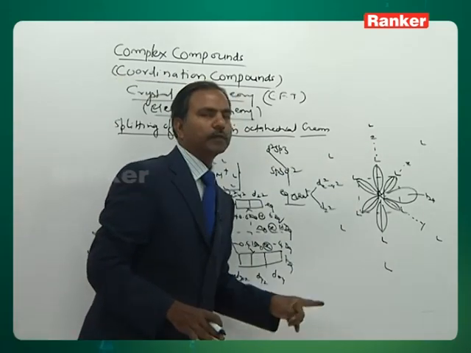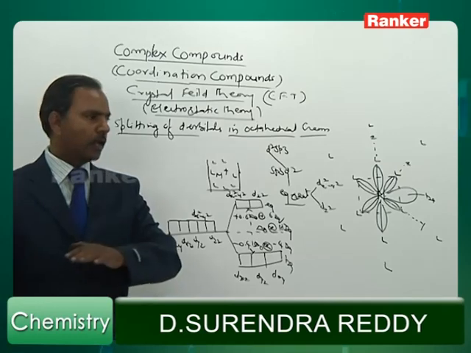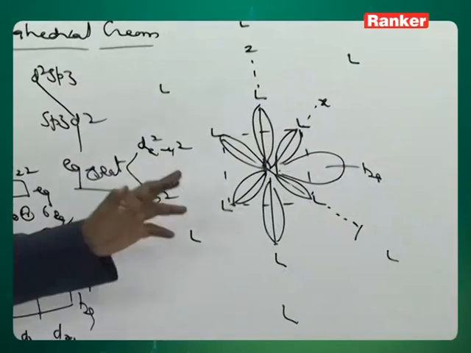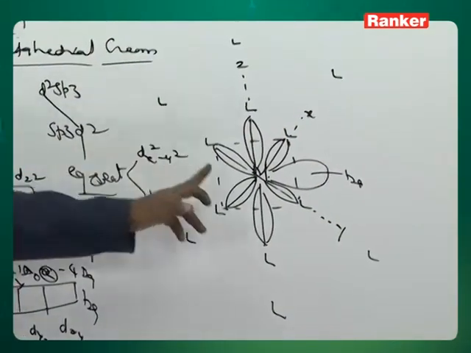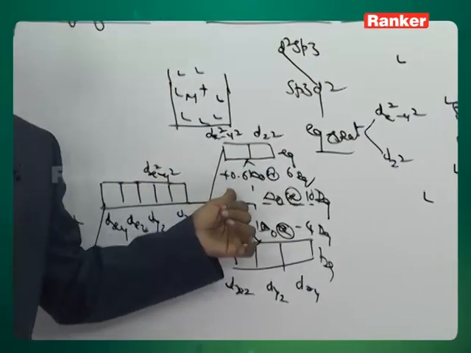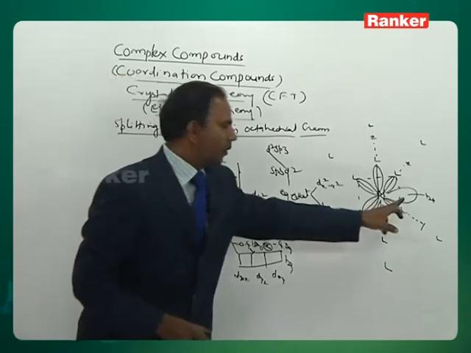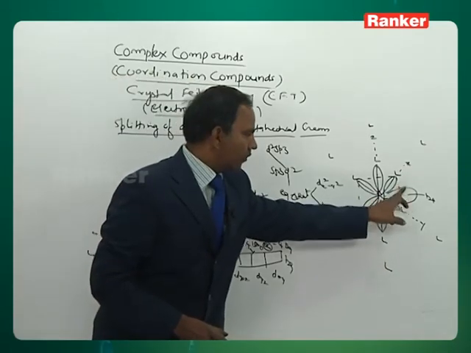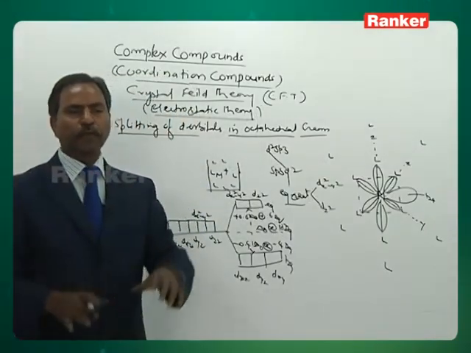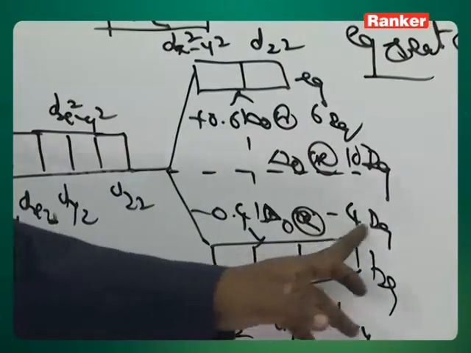In the second step, ligands are approaching toward the metal ion in octahedral geometry, meaning along the x, y and z axis they are approaching toward the metal ion. The orbitals which are oriented along the x, y and z axis are the eg set of orbitals. They are experiencing more repulsion. Their energy is increased. Increase will be plus 0.6 delta O or plus 6 Dq. Next, the t2g set of orbitals are oriented in between the axis. They are away from the ligands. The repulsion on the t2g set of orbitals is less. Therefore, their energy is decreased. Decrease will be minus 0.4 delta O or minus 4 Dq.